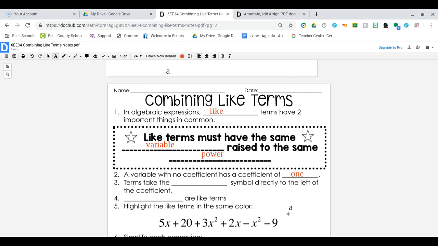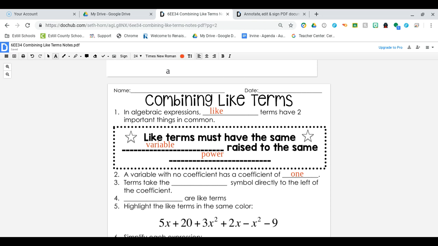So if you look down here at our example we're going to work with in a minute, we have an x squared. There's not a coefficient in front of it. Remember, coefficients are the numbers in front of variables. So when there's not a coefficient, it's always going to be treated like it has a coefficient of 1.